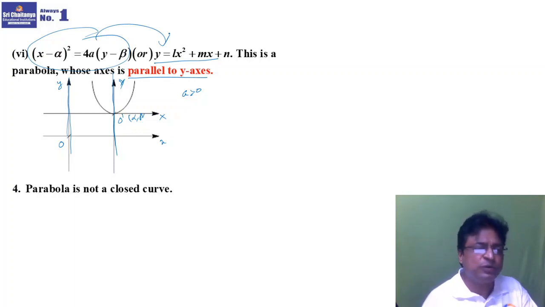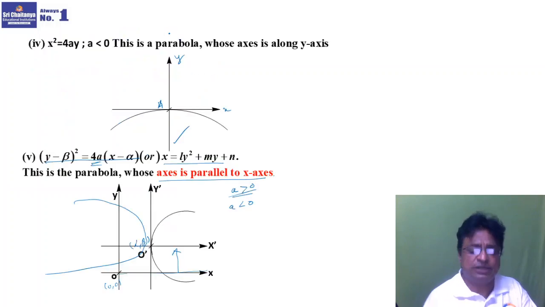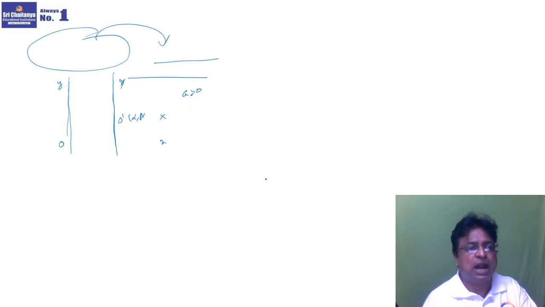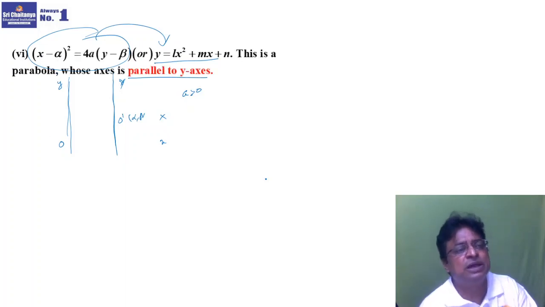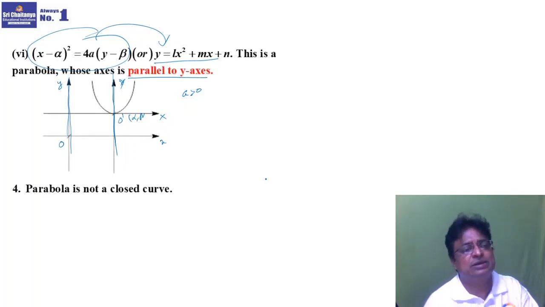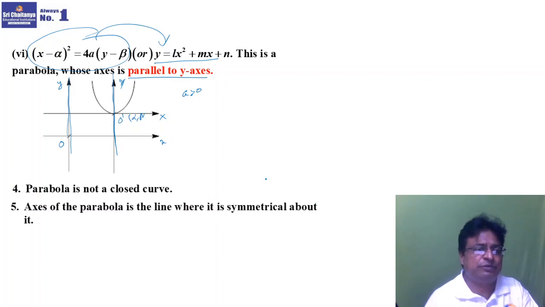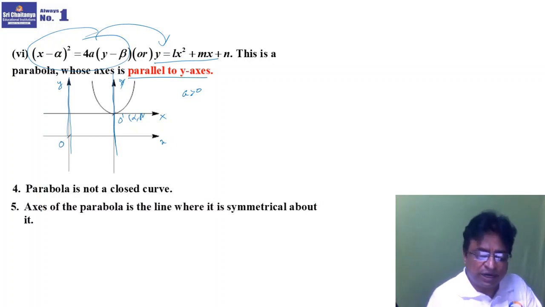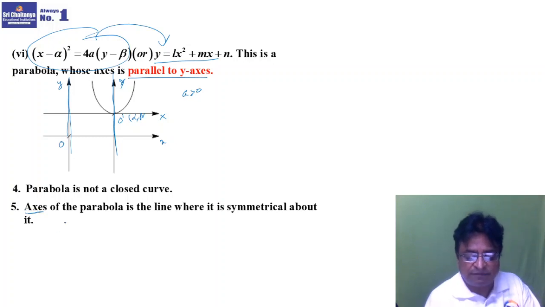And in the previous one, this is the equation of the parabola whose axis is parallel to the x-axis. And this is the equation of the parabola whose axis is parallel to the y-axis. And a parabola is not a closed curve. And of course, what is the concept of axis? The axis of the parabola is the line about which it is symmetrical.